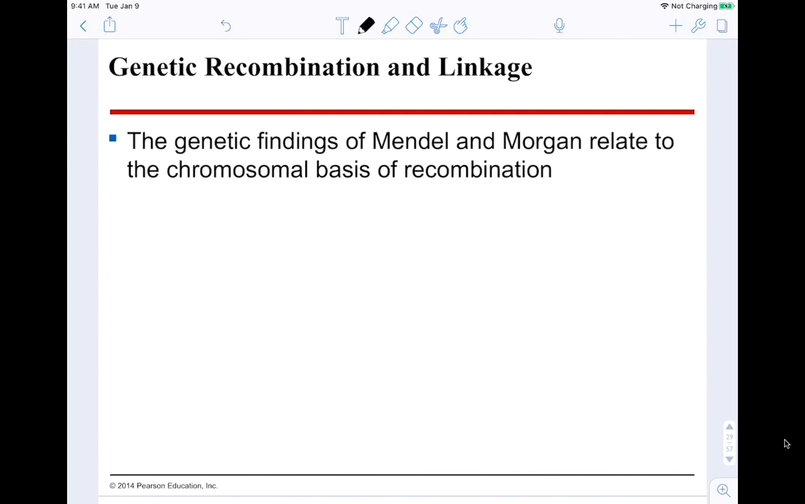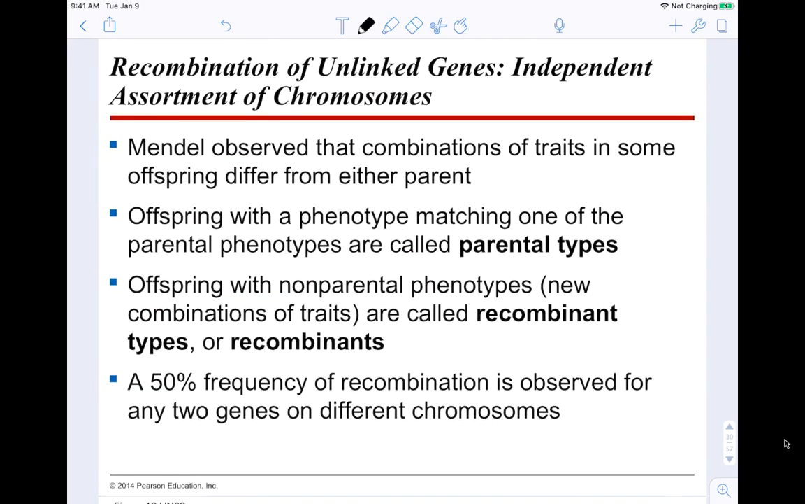So genetic recombination and linkage. The genetic findings of Mendel and Morgan relate to the chromosomal basis of recombination, which we're about to talk about. So recombination of unlinked genes is independent assortment of chromosomes. Mendel observed that combinations of traits in some offspring are different from either parent. True. Okay, so the offspring with a phenotype matching one of the parental phenotypes is called a parental type. Makes sense because it's the same type as the parental. And then offspring with non-parental phenotypes, these new combinations of traits, are called the recombinant types or recombinants.